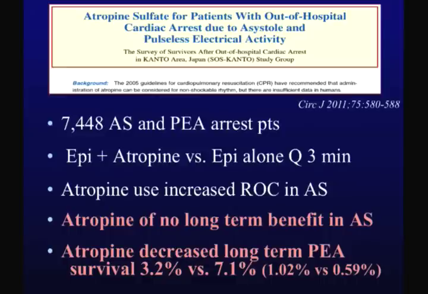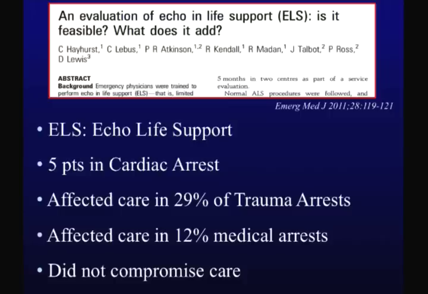In the most recent study, listed here, a very large study of 7,000 people, about 1,500 got atropine who had PEA. It decreased long-term survival by half. And of the people that survived, it decreased neurologic functioning by half. Atropine: no benefit in asystole, dangerous in PEA. Just say no. I used to use the atropine to flush the epi. The epi doesn't work either, probably. Don't use the atropine.